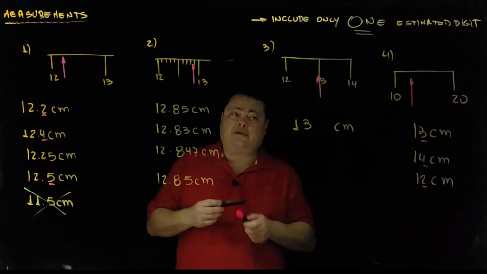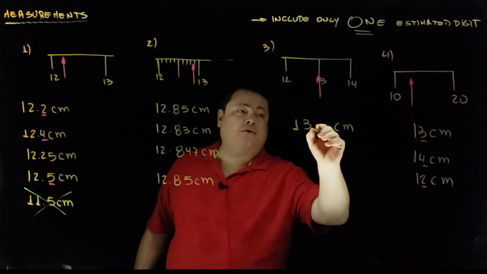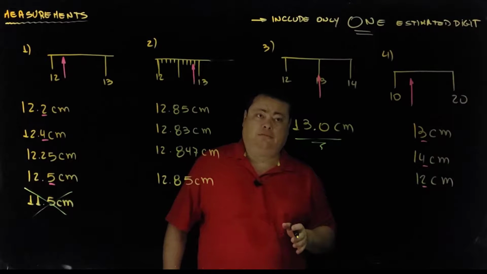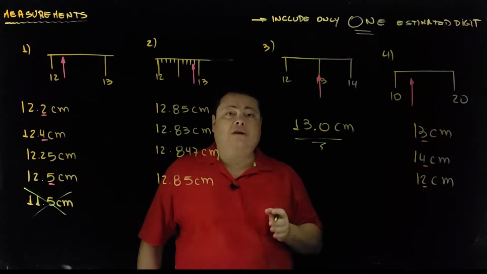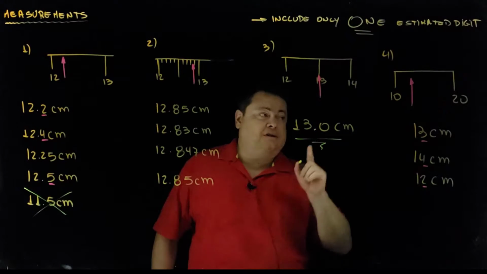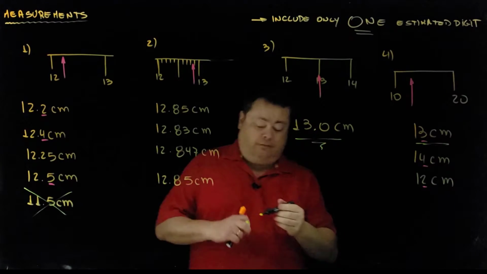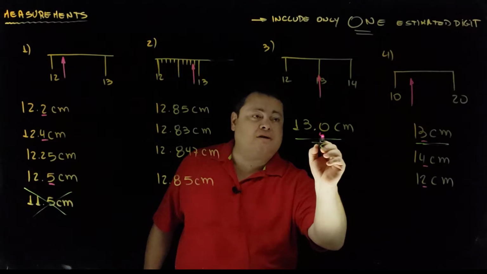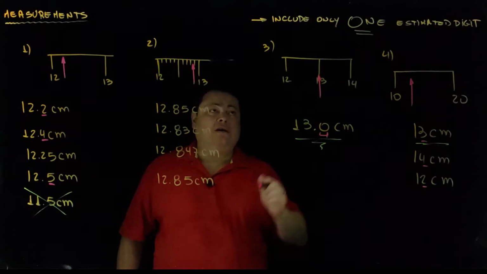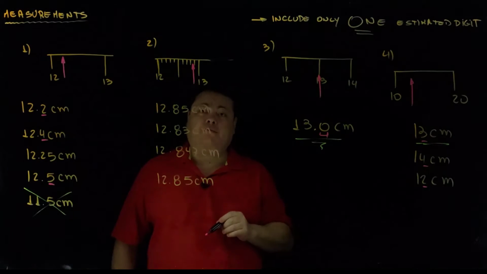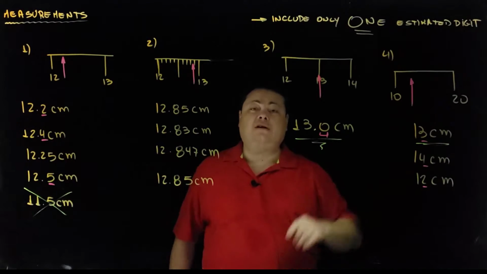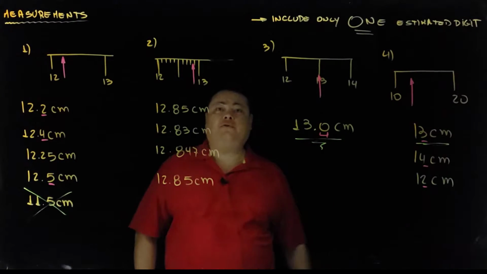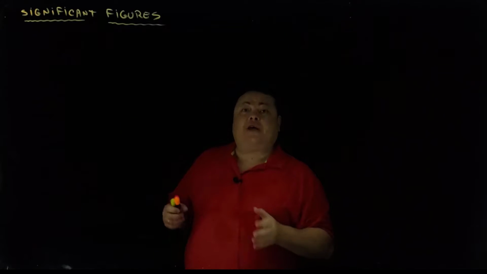And the way to work this is to add a 0, 13.0. Notice that in measurements, we have that 13.0 is different than 13. Okay? When I write 13.0, I'm saying my estimated digit is the 0, is on the decimal place, and this is the kind of meter stick I'm using. When I write 13, I'm saying that my estimated digit is the 3, and I'm using a different kind of meter stick.